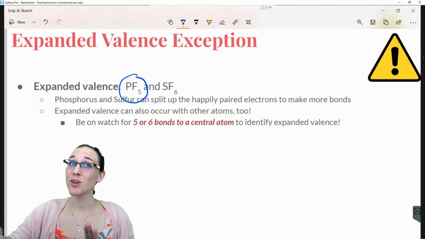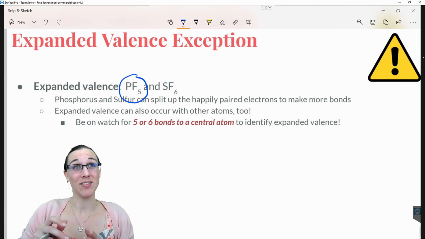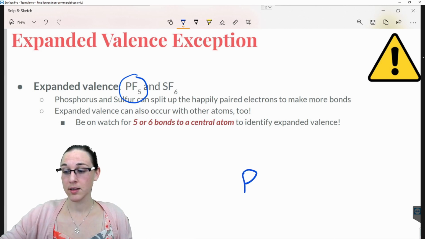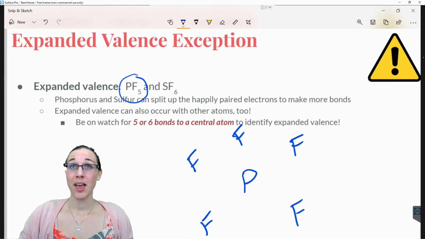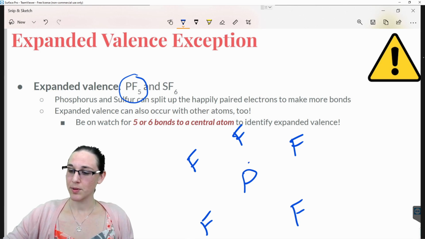And we already learned before that F has a valence of 7. We have 1 P and 5 Fs. 1, 2, 3, 4, 5. Let's draw our 5 valence electrons around phosphorus. Play ring around the atom. 1, 2, 3, 4, 5. And now let's play ring around the atom for all of our fluorines, which each have 7 valence. 1, 2, 3, 4, 5, 6, 7.